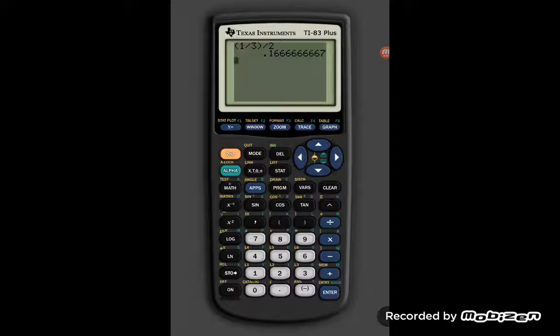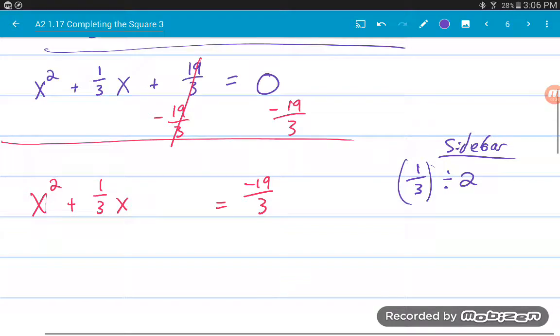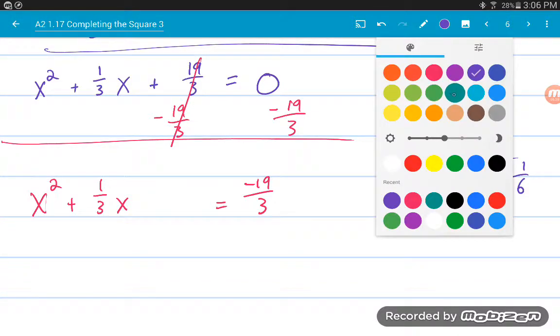So what I'm going to do is hit math, enter, and then enter. If that process of changing a decimal to a fraction is unfamiliar to you, you might want to write those steps down. Math, enter, enter. So it turns out that 1/3 divided by 2, when converted back to a fraction, is actually just equal to 1/6. So this is equal to 1/6. And that number is going to be important.